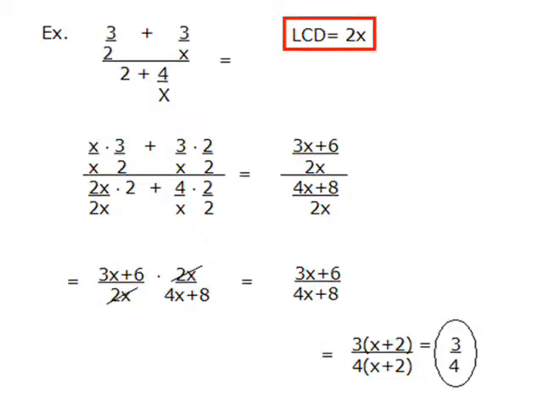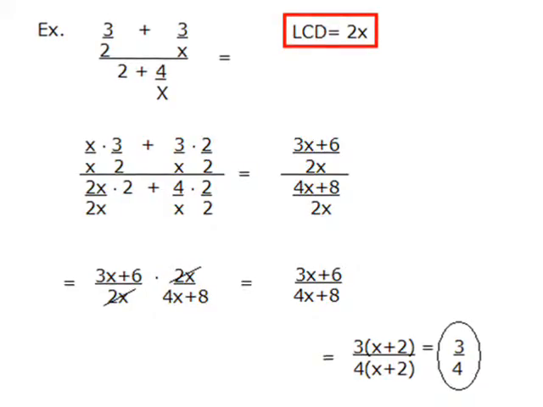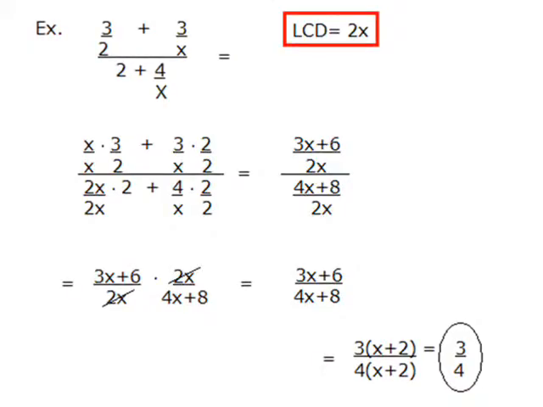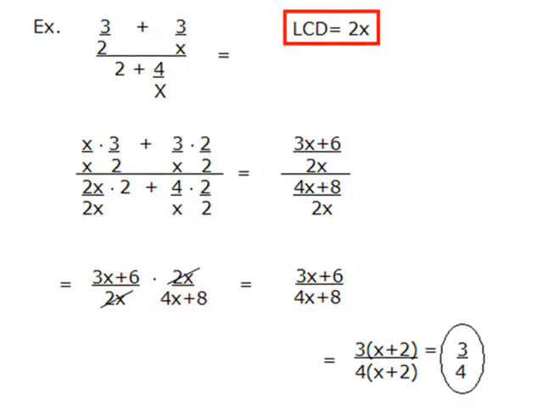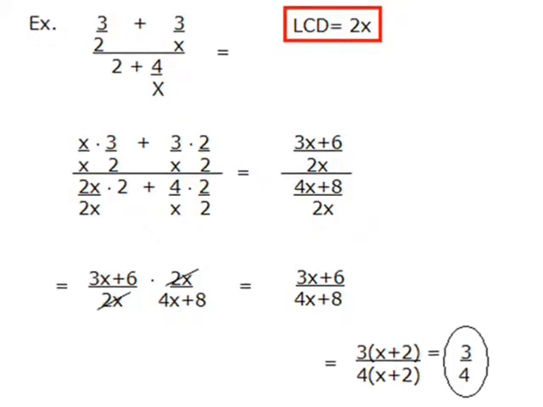When dividing fractions, you need to flip the second fraction to multiply. So, after you flip, you can cross out the 2x's. This leaves you with (3x plus 6) over (4x plus 8). You can now factor out a 3 from the top, which gives you 3 times (x plus 2), and a 4 from the bottom, which gives you 4 times (x plus 2). Since the x plus 2 in the numerator and the x plus 2 in the denominator will cross out, you will get a final answer of 3/4.